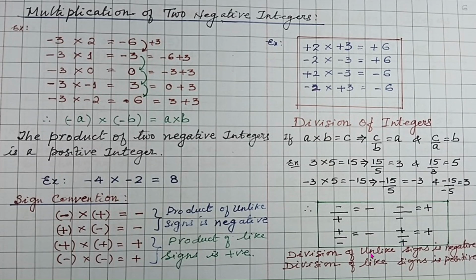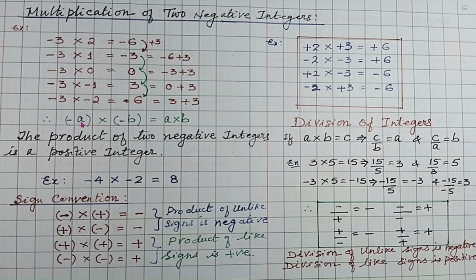Now multiplication of two integers with the same sign, that is negative sign. Let us take, for example, minus 3 into 2 is minus 6. Minus 3 into 1 is minus 3, 3 more. Minus 3 into 0 is 0, again 3 more. Minus 3 into minus 1 is 3, again 3 more. Minus 3 into minus 2 is again 3 more, that is 6.